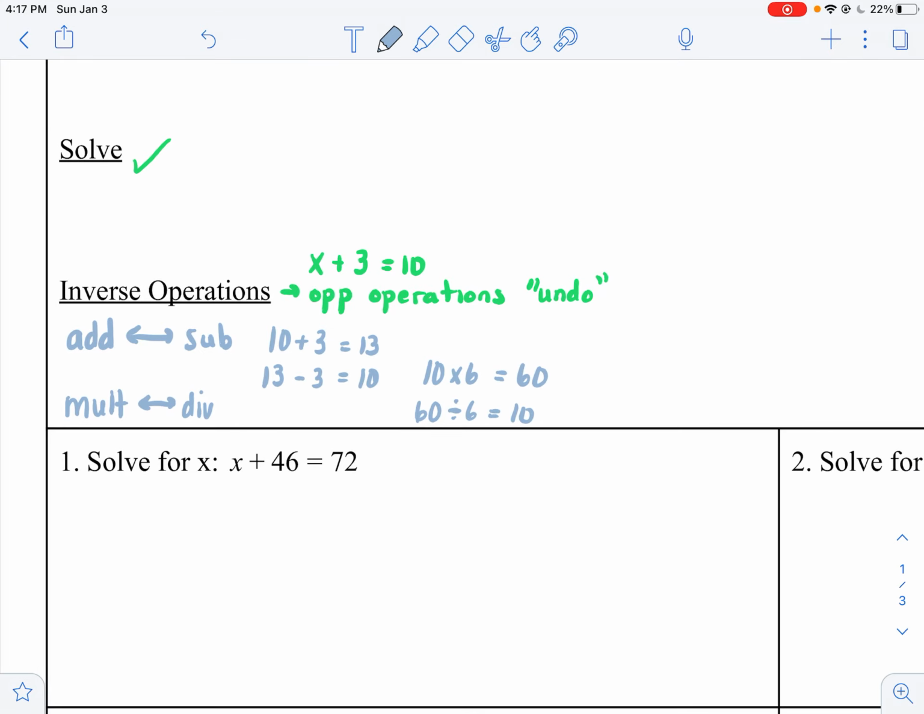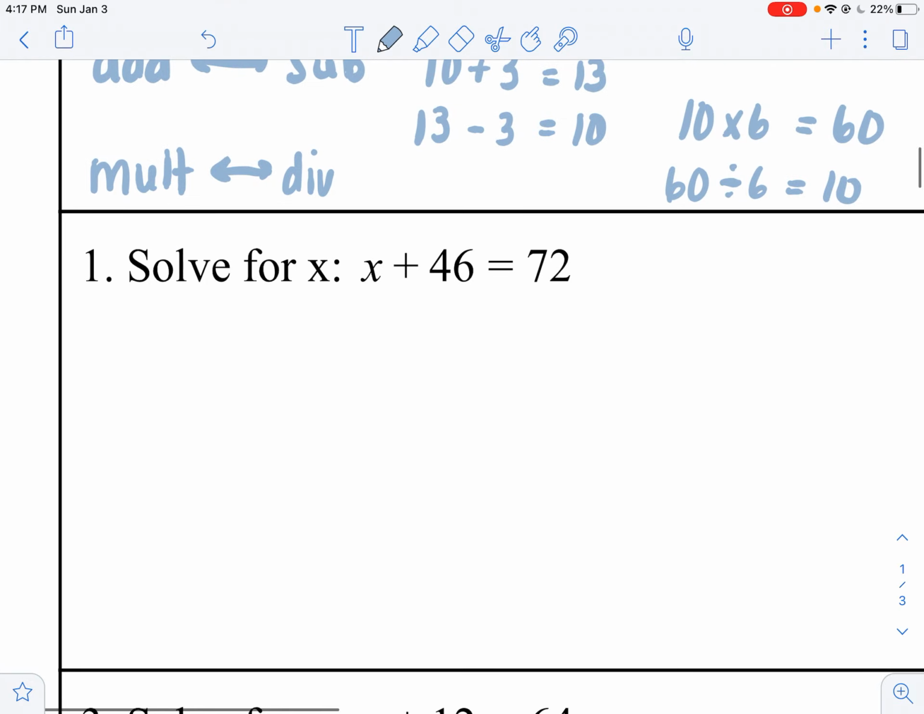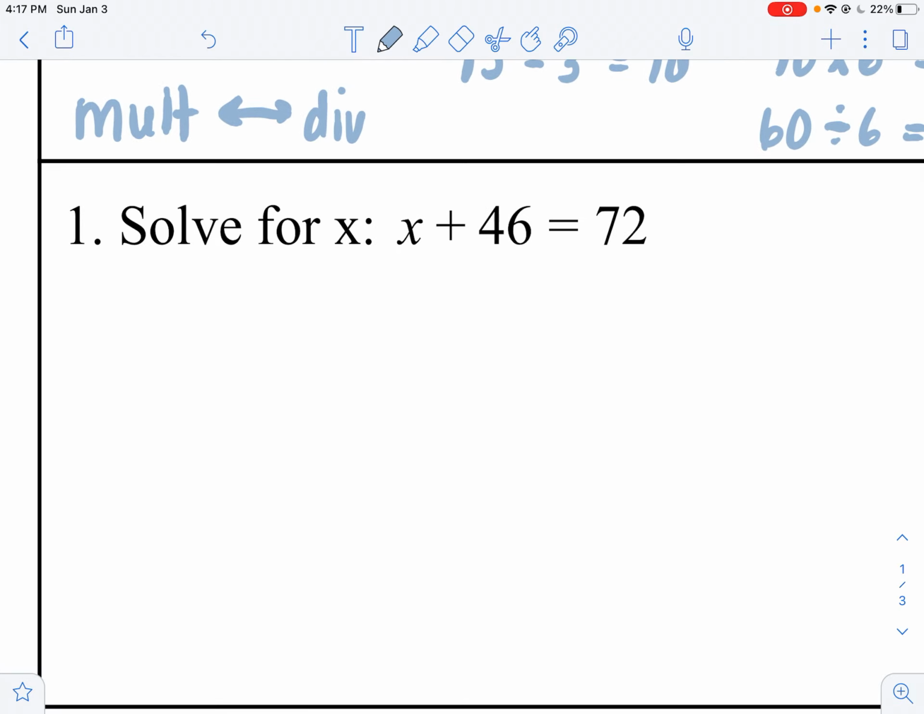Okay? All right, so we are going to use inverse operations to undo the operation we see to get x all by itself. So our goal for solving is to get our variable by itself. So in looking at this first question, I see x plus 46 equals 72.